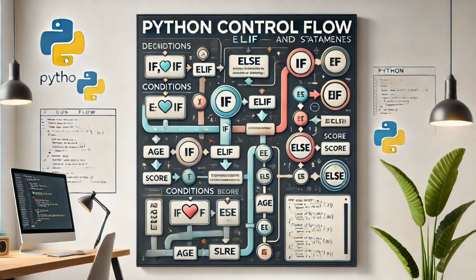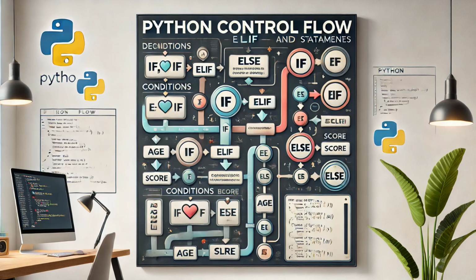Today we are diving into one of the most powerful and essential topics in programming, control flow. Understanding control flow allows your program to make decisions, execute different blocks of code based on conditions, and become truly dynamic and interactive. Without it, your programs would simply run from top to bottom, performing the same actions every time.